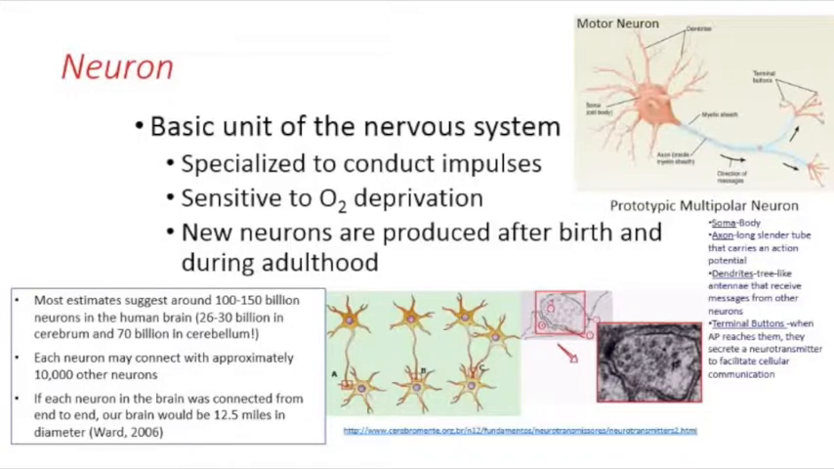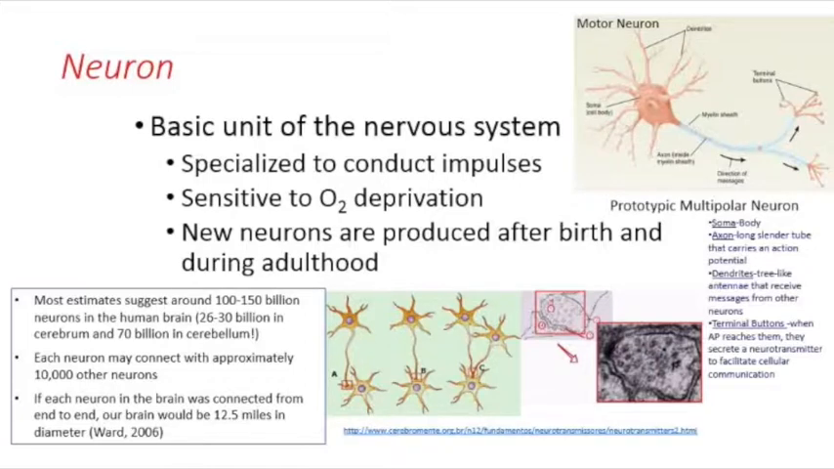So starting with the neuron, it is the basic unit of our nervous system, and it's specialized to conduct electrical impulses. And it's actually through the flow of ions across the membrane of the neuron that this electrical potential or electrical energy is generated. The neurons are very sensitive to oxygen deprivation. So they really require a lot of oxygen to function, and any long period of oxygen deprivation is going to have disastrous consequences.